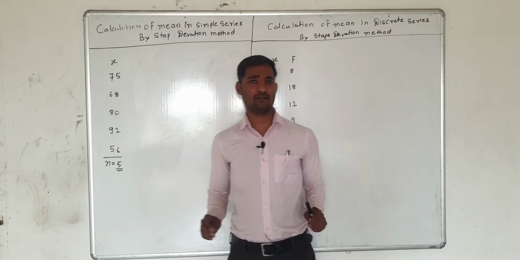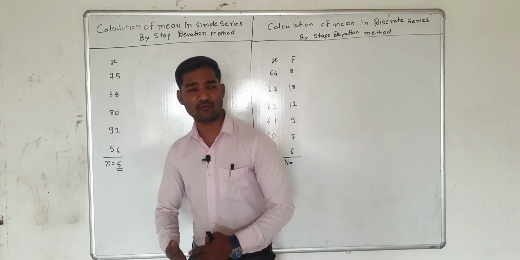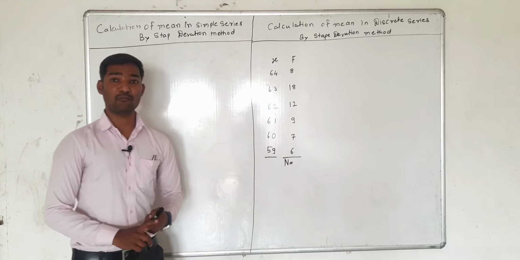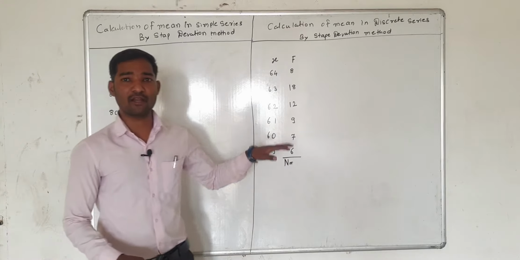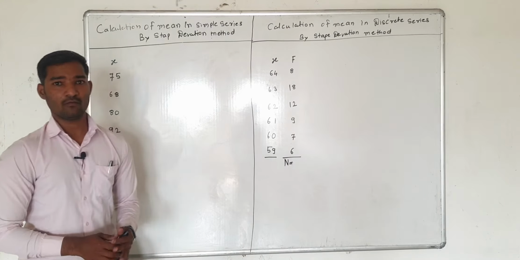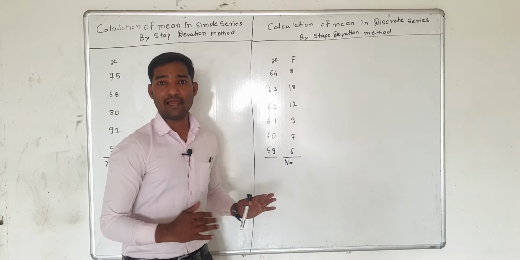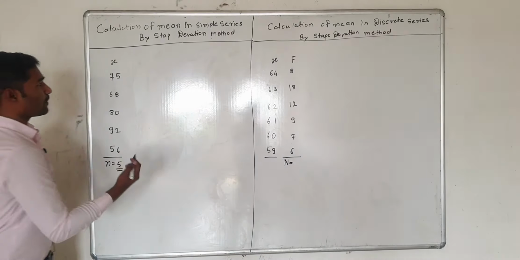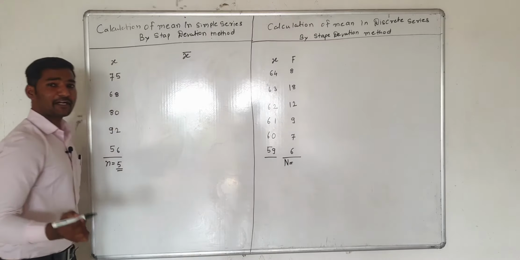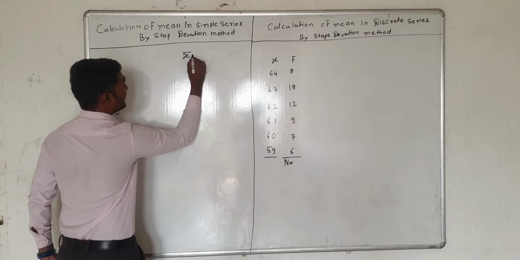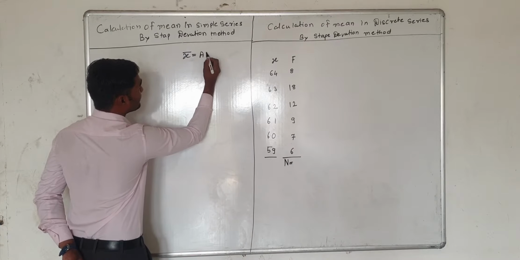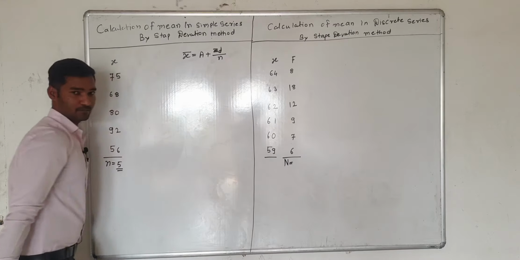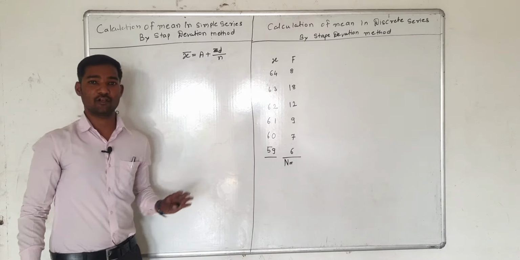Whenever we solve any statistical problem, we use formulas. In the previous lecture we saw the formula for calculating the mean in a simple series, but there is a different formula in discrete series. So, I will write down the formula first. Why? Because if we write down the formula first, we know what we would like to calculate. The mean is denoted by x bar. So, x bar equals a plus summation of d divided by n. Okay. So, that is the formula for calculating the mean.